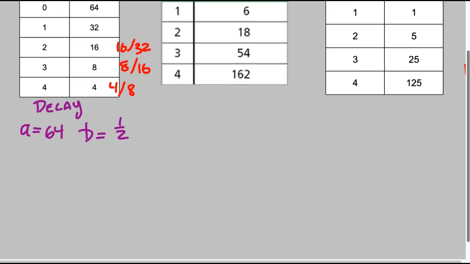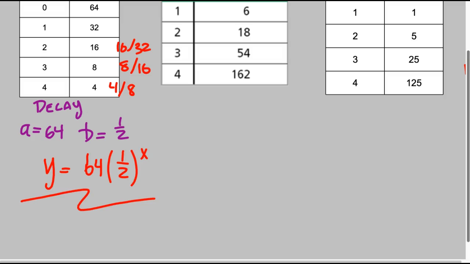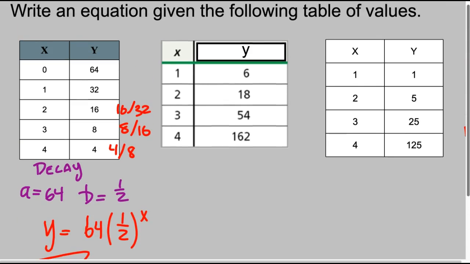Alrighty then. Good. So now let's write our equation. We have y equals 64 times 1/2 to the x. Ka-chow. Okay, next question.